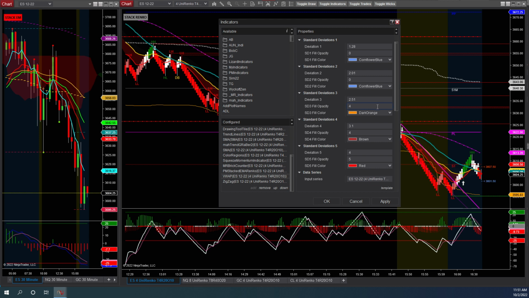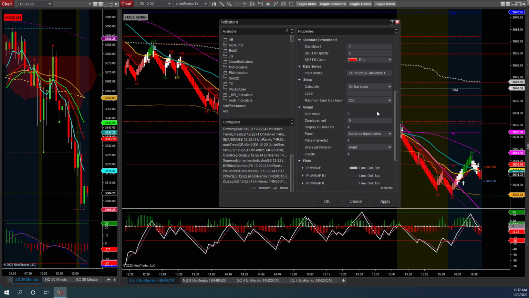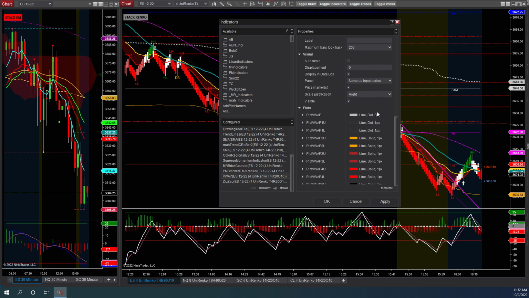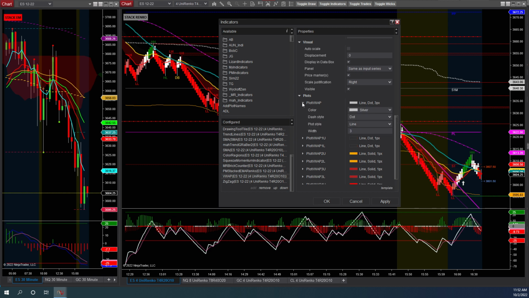You can copy this one. I'm gonna scroll down so you know exactly what I did. And then for the color, the VWAP is at that one there, dotted line, silver.